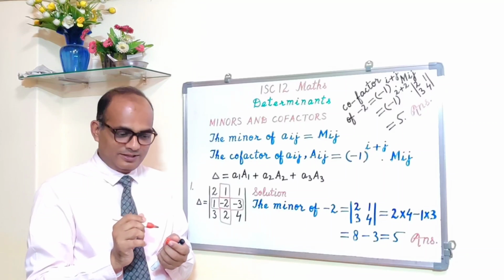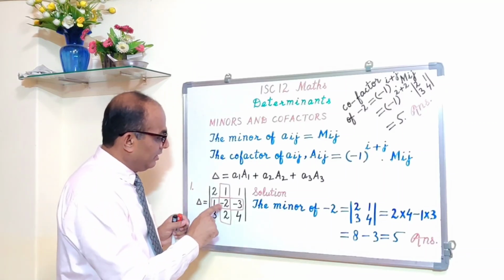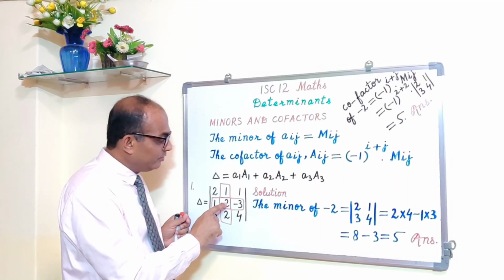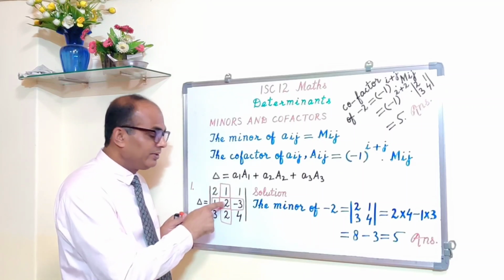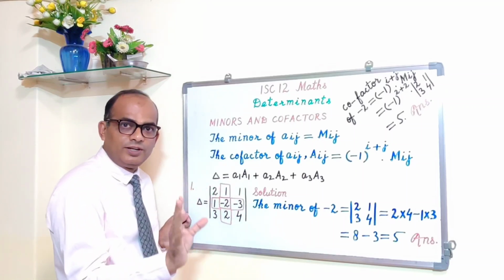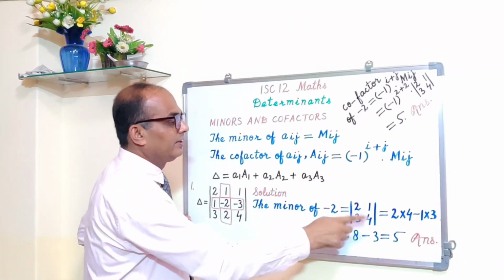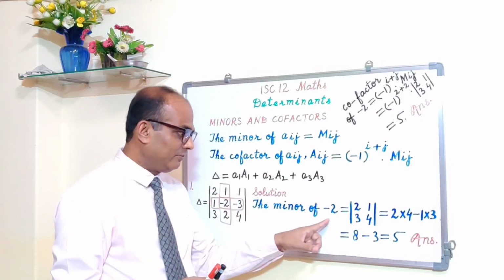Difficult? No. What did you learn then? You learned that if you have to find the minor of any element, such as minus 2, the row in which that element occurs and the column in which that element occurs, both you have to delete. Then what is remaining? 2, 1, 3, 4. That is the minor of that particular element, in this case the minor of minus 2.